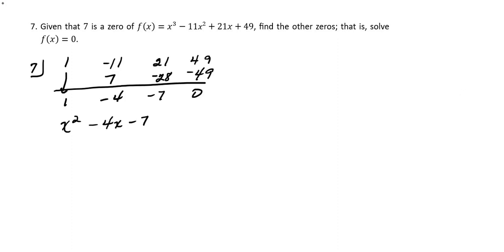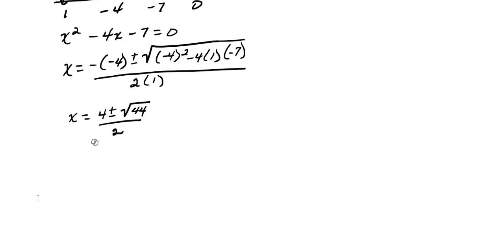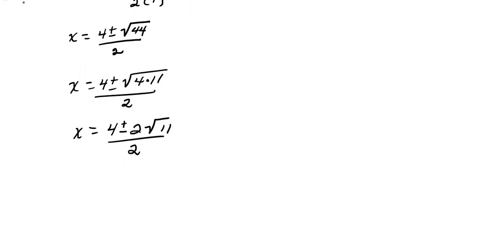So my quotient is x squared minus 4x minus 7. I'm asked to find my other zeros. That means when is this equal to 0? So I'm going to use the quadratic formula to solve that equation. From here, I need to try to simplify that square root and find the biggest perfect square that goes into 44. The biggest perfect square that goes into 44 is 4. So I've rewritten 44 as 4 times 11. Now I'm going to take the square root of 4, which is 2. And simplifying this, I get 2 plus or minus square root of 11.